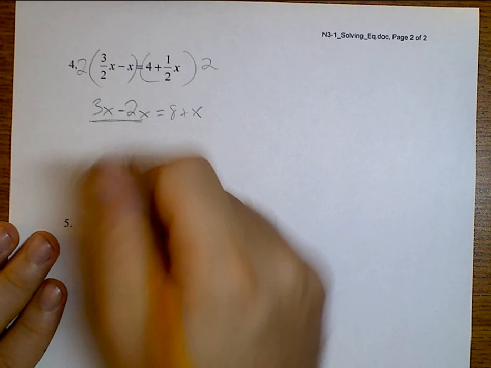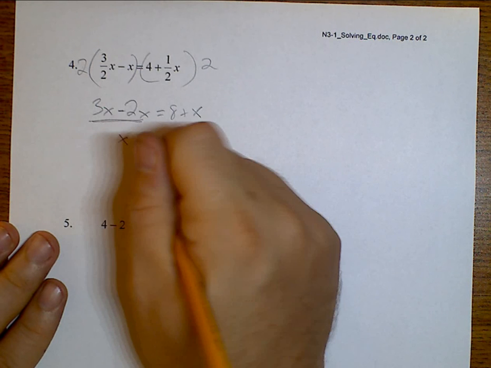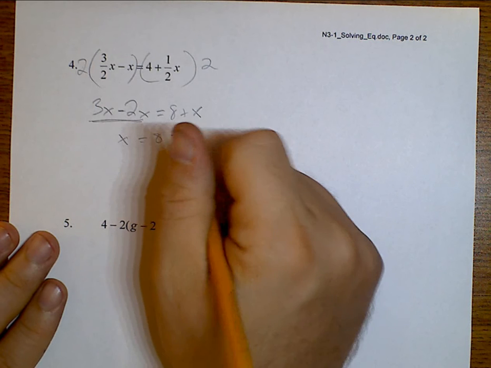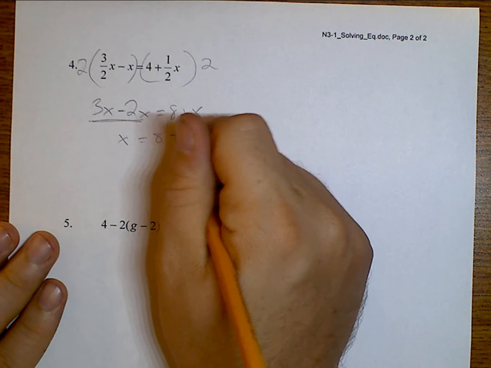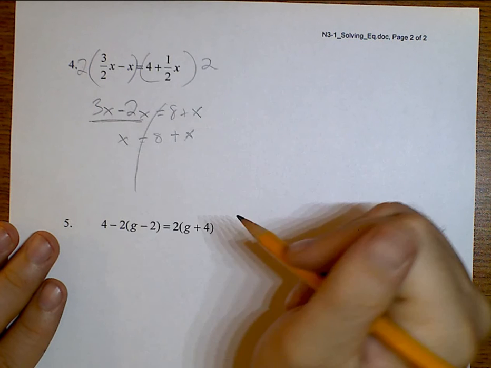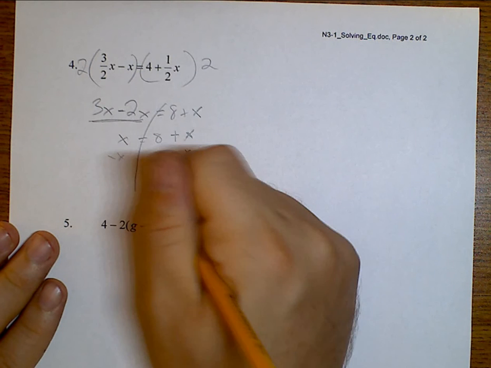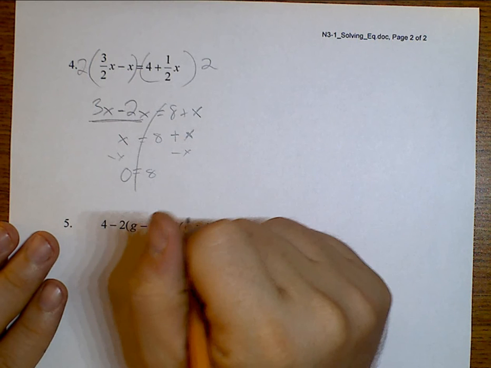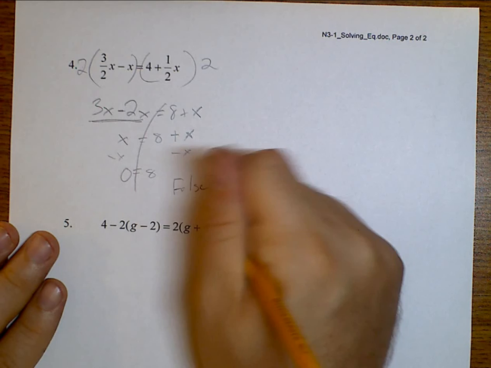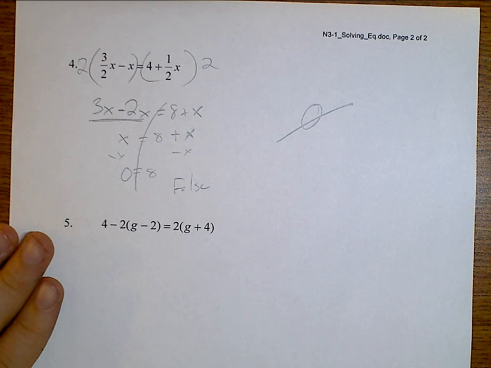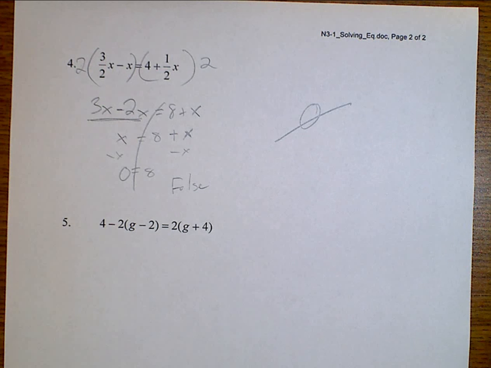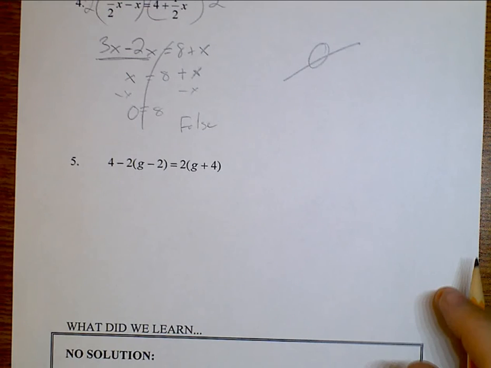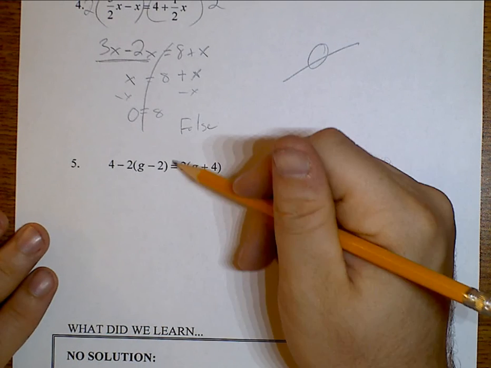Combine similar terms. X equals 8 plus x. When I subtract x, I get that 8 equals 0, which is false. And so we have no solution. Just another example of no solution. Let's work problem number 5.